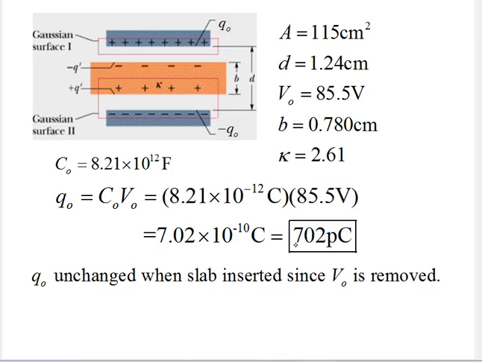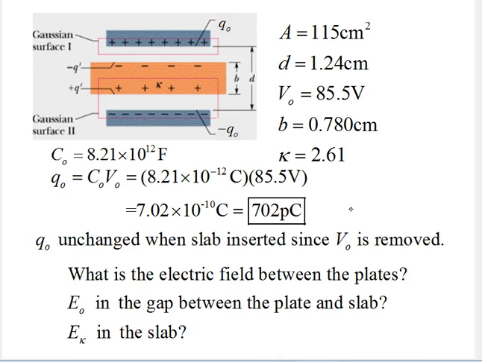So now we can find the free charge on the plates. That free charge is equal to that capacitance times that initial voltage applied. So that's what was initially put onto the plates of the capacitor. That will be unchanged when the slab is inserted, since our initial voltage V naught has been removed. So now we can look at what happens to the electric field.